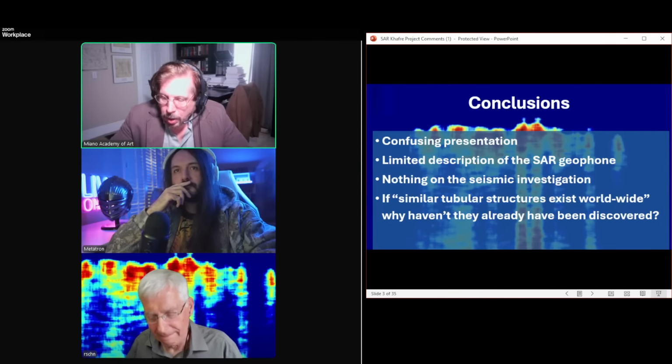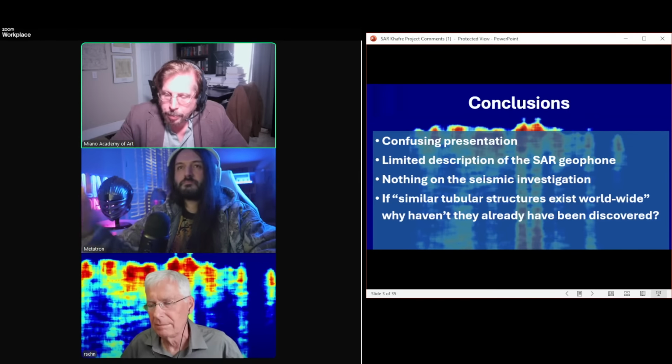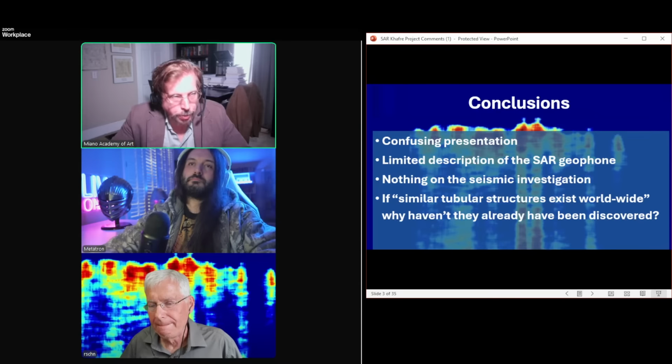Just for clarity here, Bob, on the point about the brick wall, are you basically saying that the scans can't penetrate the pyramid?